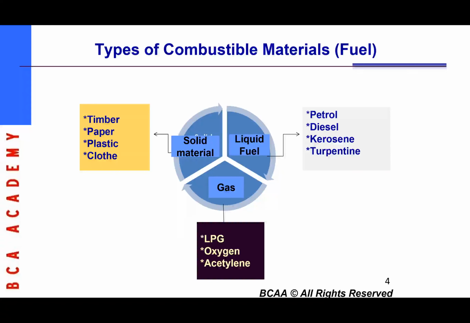Solid materials are those like timber, papers, plastic, and cloth, which can be easily found in your living quarters. Next is liquid fuel, which are petrol, diesel, kerosene, and turpentine. Diesel and turpentine can sometimes be found in the work site. Next on the bottom of the circle is the gas, which comprises liquefied petroleum gas, LPG, oxygen, and acetylene. Oxygen and acetylene are used in the work site for gas.